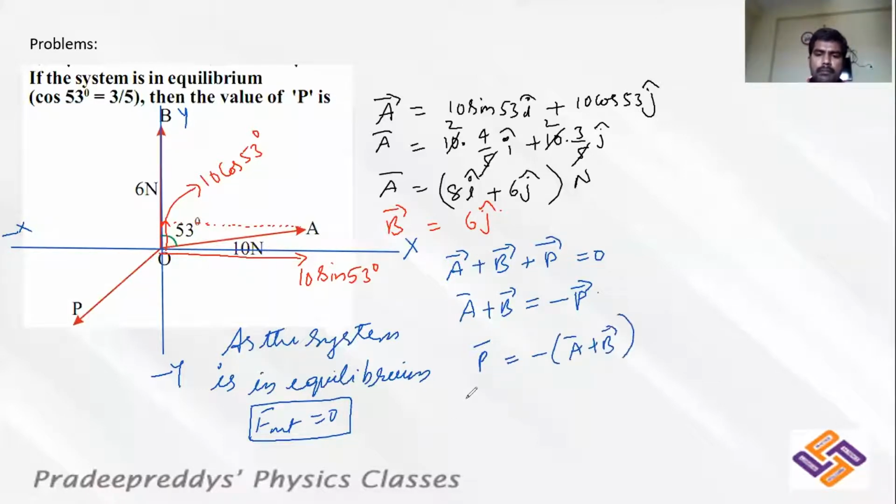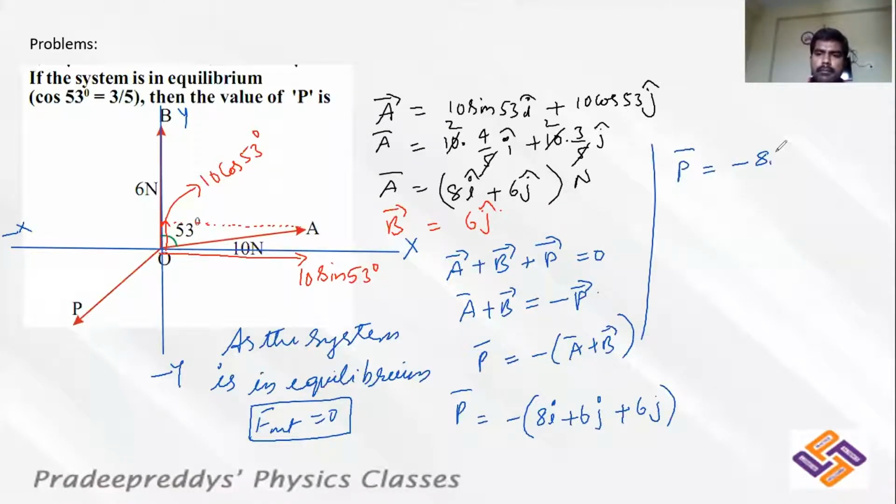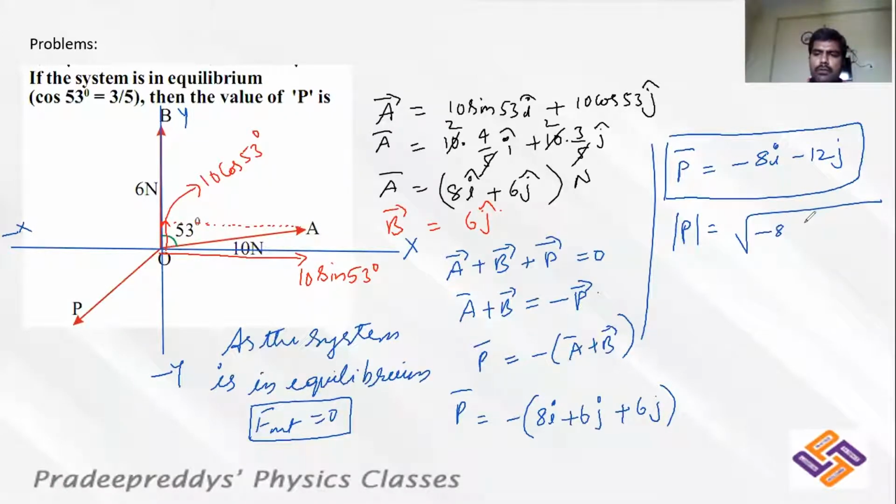Substitute A bar and B bar here. P bar is equal to minus of, A bar is 8i plus 6j, plus B bar is equal to 6j. This gives you finally P bar is equal to minus 8i minus 12j. This is P bar. And the magnitude of P bar can be written as under root of minus 8 whole square plus minus 12 whole square. Of course, the square of a negative will be positive, so directly you can take 8 square plus 12 square. This gives you the magnitude of P.